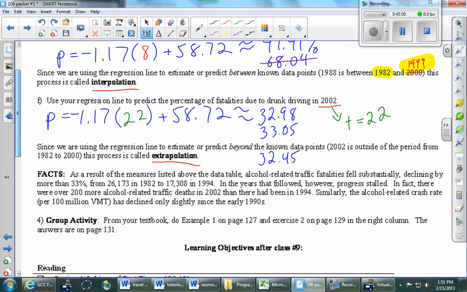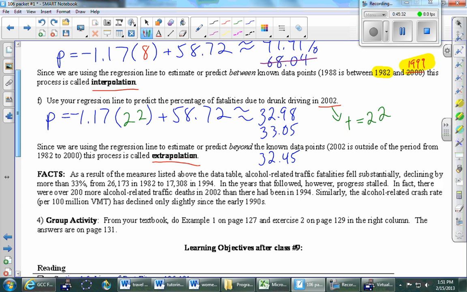And we don't have to read all this, but essentially it says that the percentage of alcohol-related deaths stops decreasing by this consistent amount, 1.17 every year. And actually in, what does it say here? In 2002, there were more alcohol-related deaths than there had been 8 years before. So it's not even always going down.